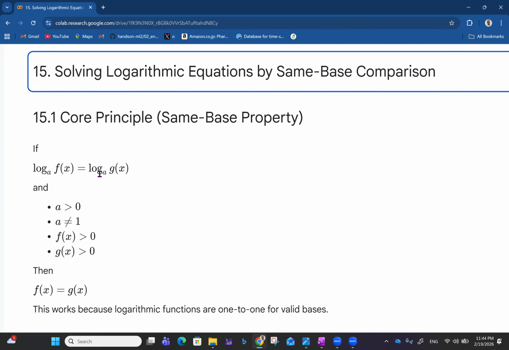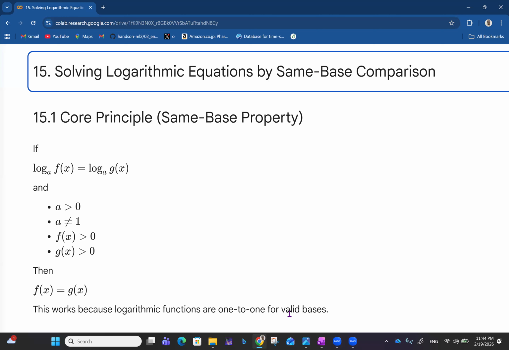If, for instance, you have log f of x to base a equals log g of x to base a, and all the conditions are met that a is greater than 0, a is not equal to 1, all right? It means a can be anything between 0 and 1 and anything bigger than 1, right? Then f of x must be positive, that's greater than 0. g of x must also be greater than 0, both positive. If that is true, then we can compare f of x. We can say f of x is equal to g of x. And this works because logarithmic functions are one-to-one for valid bases.